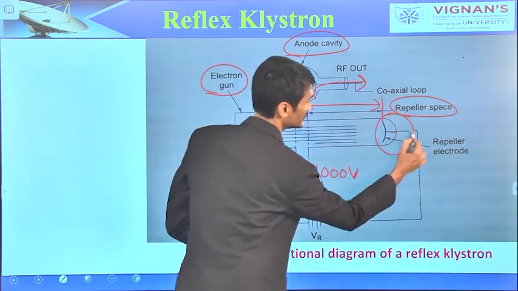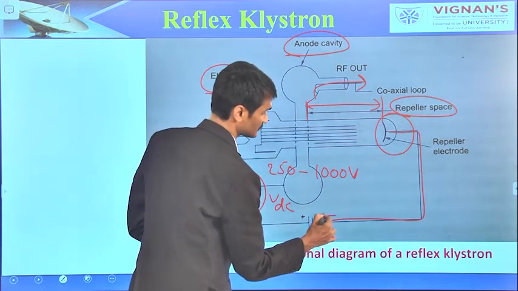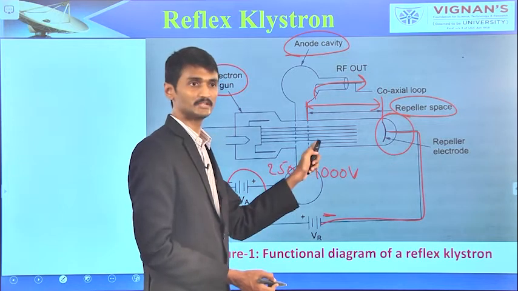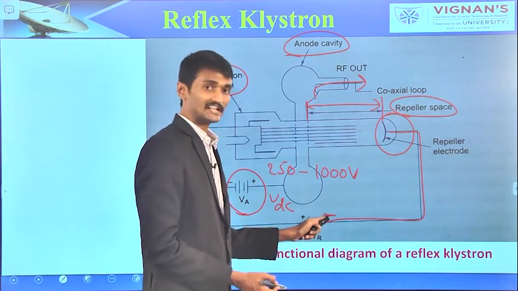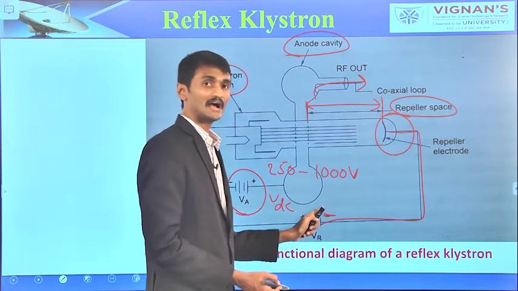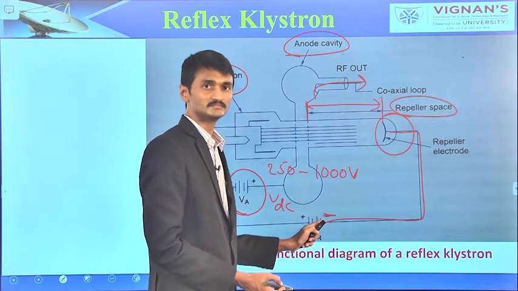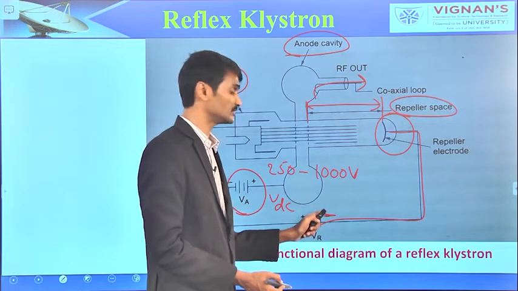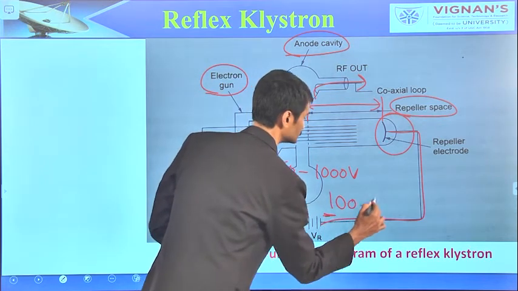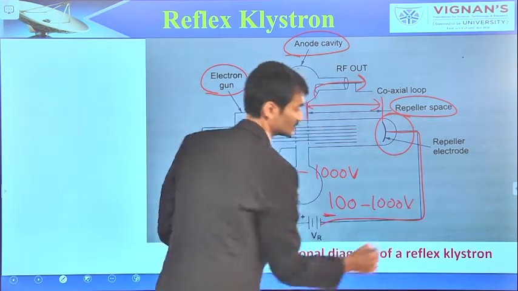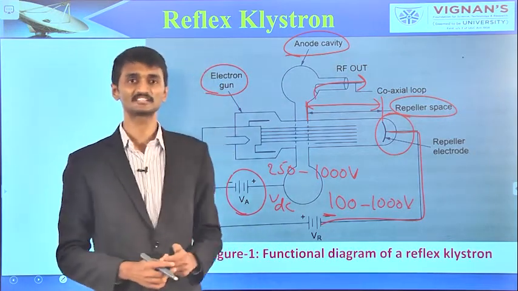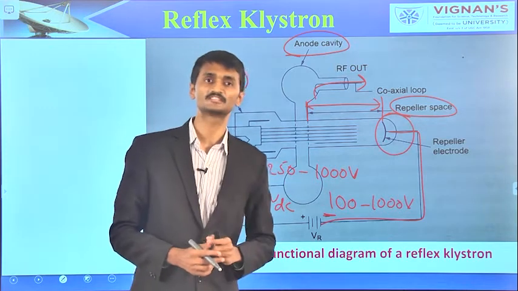See, the repeller is kept at highly negative potential. Please remember, because of this only the operation will be there. So the entire operation will be based on this repeller. The repeller is a negative DC voltage, ranging from 100 to 1000 volts. Now we will see the construction of this reflex klystron oscillator.